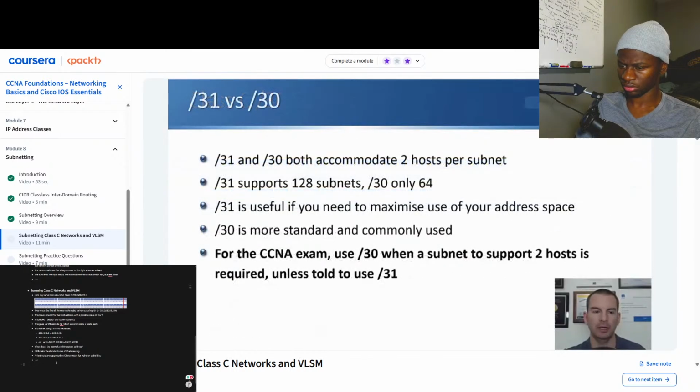Okay, let's look at a comparison between the /31 and the /30 now. Hopefully you noticed that they both supported 2 hosts per subnet, but a /31 supported 128 subnetworks.